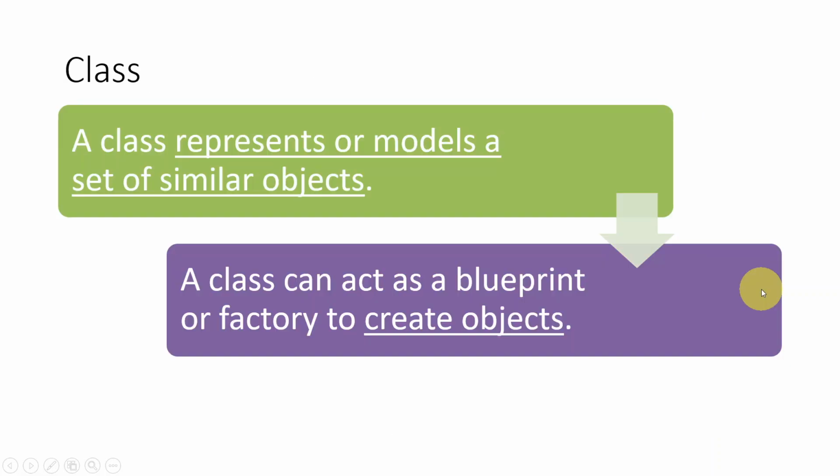So when it comes to a system, there can be thousands of objects. So we can't model each and every object. Therefore, we have a concept called class. A class represents or models a set of similar objects. And later we can use a class as a blueprint or factory to create objects.